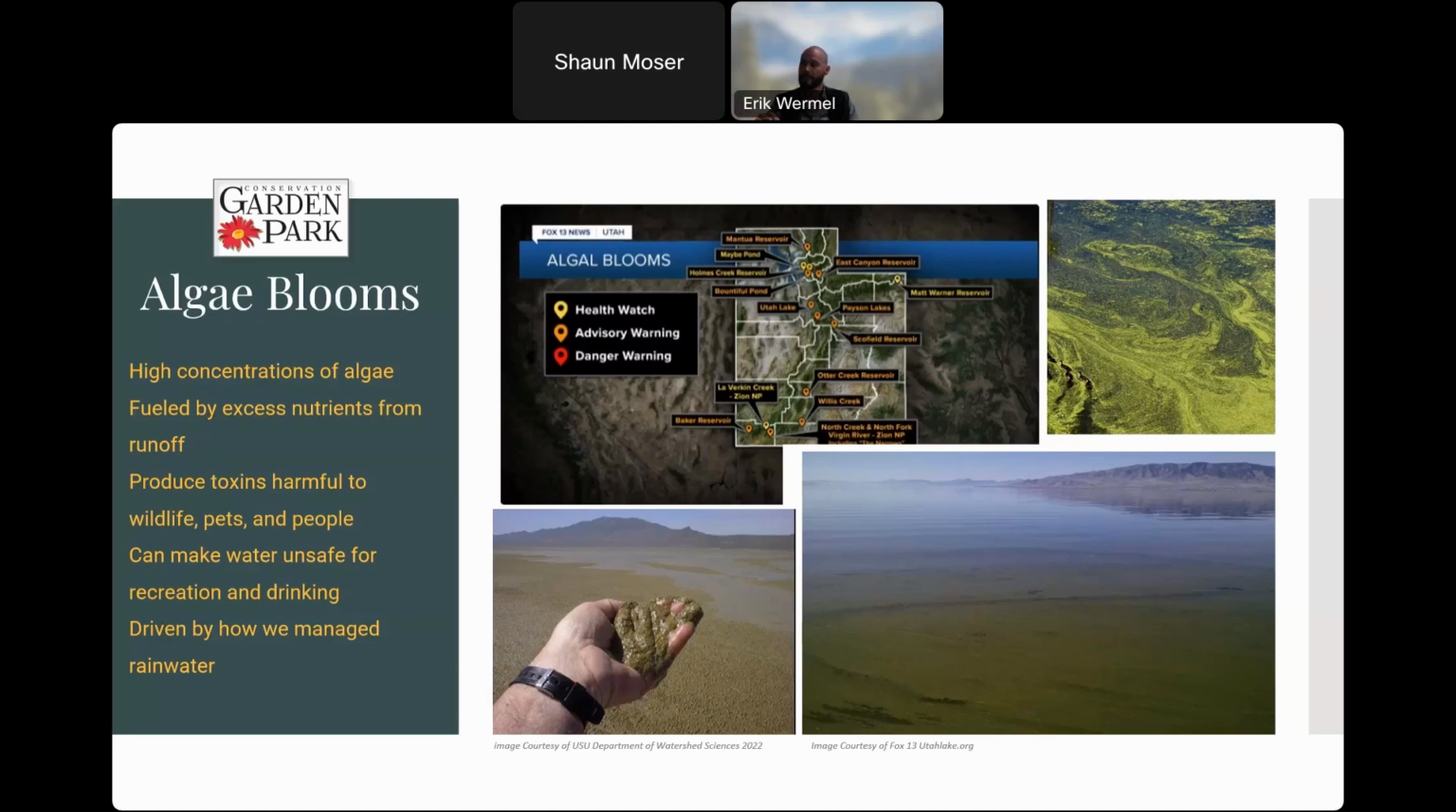And it's to the point where you can see on this map there's significant health advisory watches over a lot of our water bodies, and in the heat of the summer, which is when things really take off.